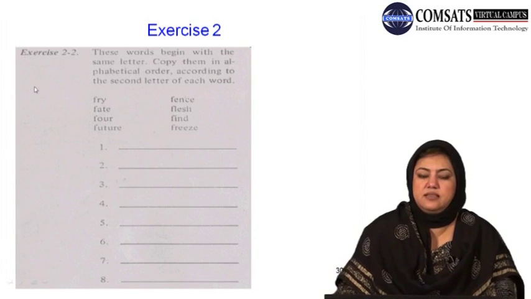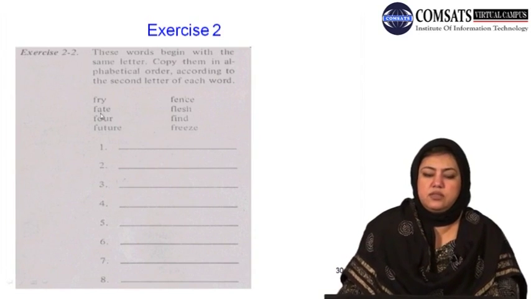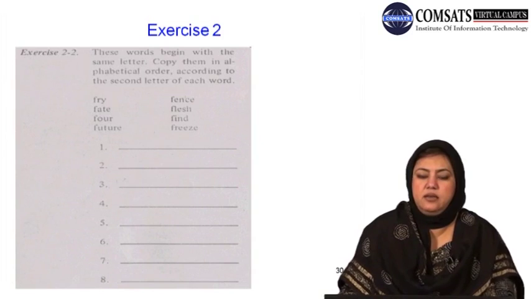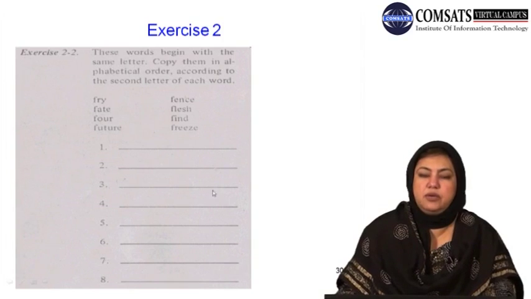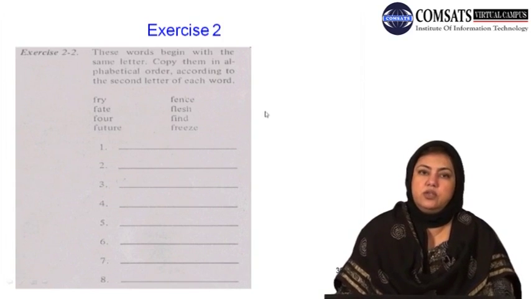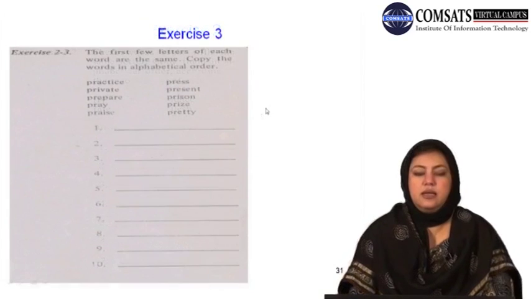Fate. A is the second letter. So this is how you would go ahead, then fence. So this is how you would continue. Do it in a minute quickly. A single glance can help you understand that if you are used to using a dictionary.